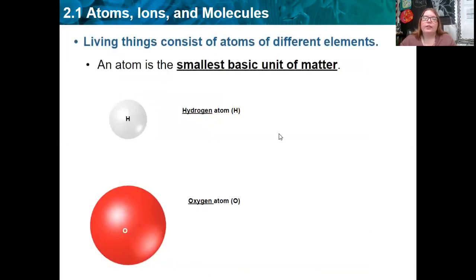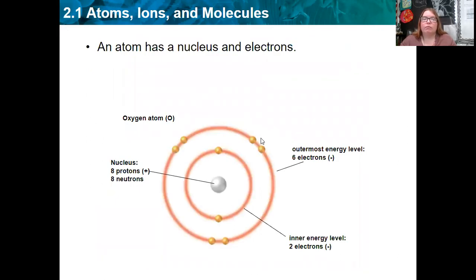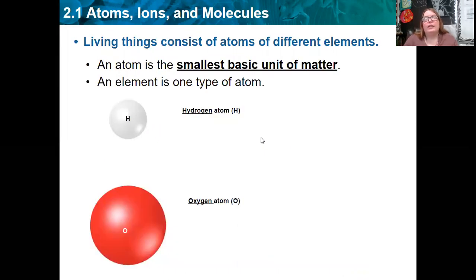Okay. So an atom is the smallest basic unit of matter. We should know that by now. An element is one type of atom. So hydrogen is all one type of atom. They're all atoms that have one proton. Oxygen is all atoms that have eight protons.